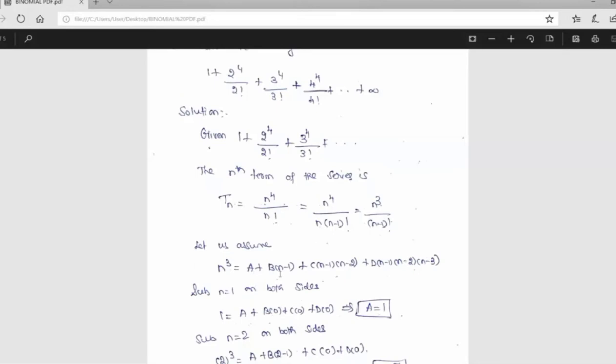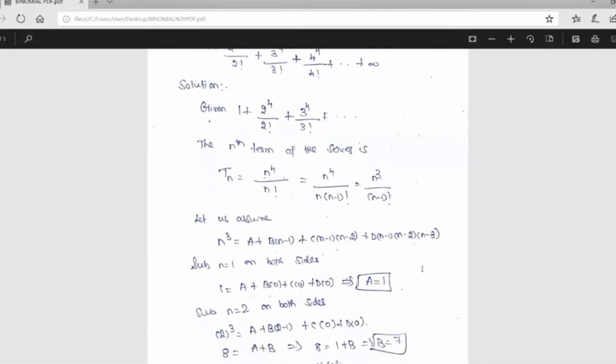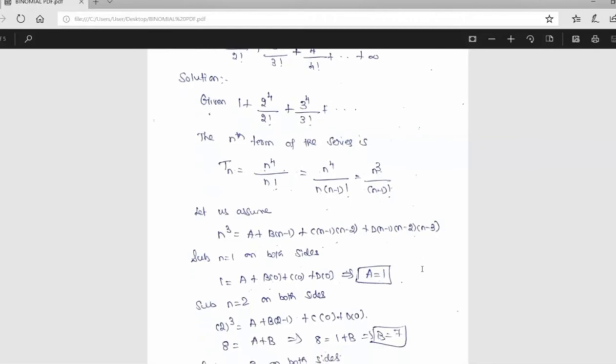We can assume that n cube can be written as a plus b into n minus 1 plus c into n minus 1 into n minus 2 plus d into n minus 1 into n minus 2 into n minus 3. So this is the assumption. That is how we have to represent our n cube here. Now we have to find out the unknown values a, b, c, d. 4 unknown values we are having. Initially we take n equal to 1 and substitute n equal to 1 on both sides.